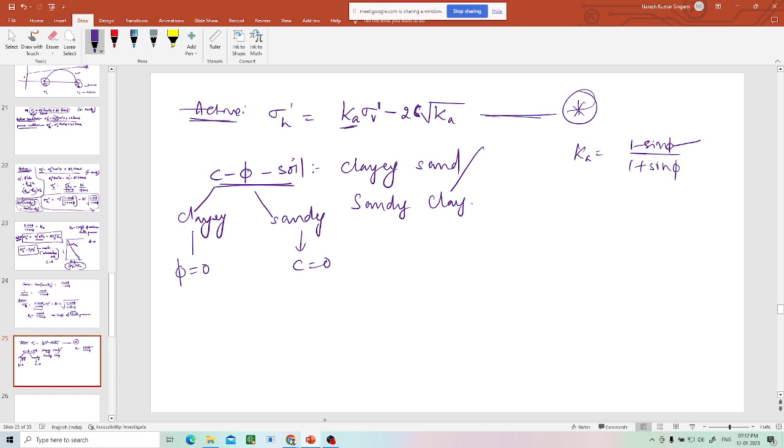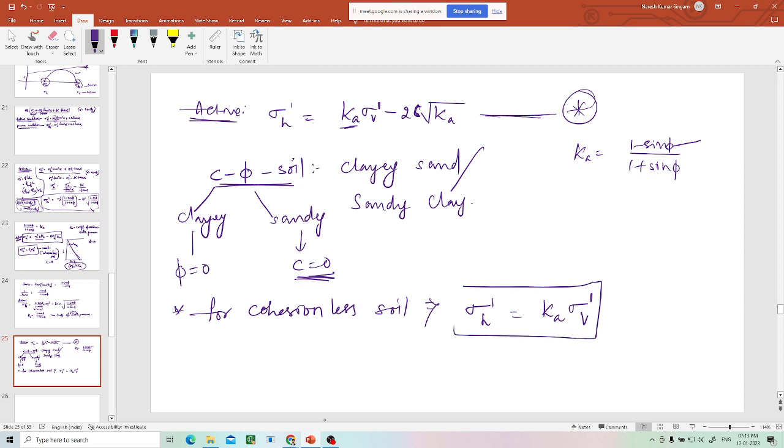Now, cohesionless is nothing but related to the sandy soils or coarse grained soils. Cohesionless means C equal to 0. So for cohesionless soils or sandy soils, you can say sigma h dash is Ka multiplied by sigma v dash, right? Because C is 0 for cohesionless soil. That's how you will find out.